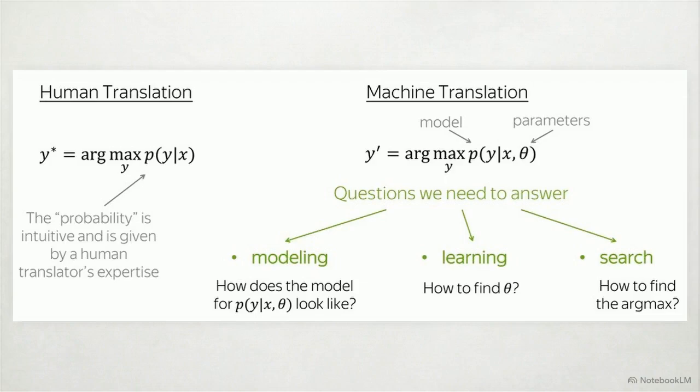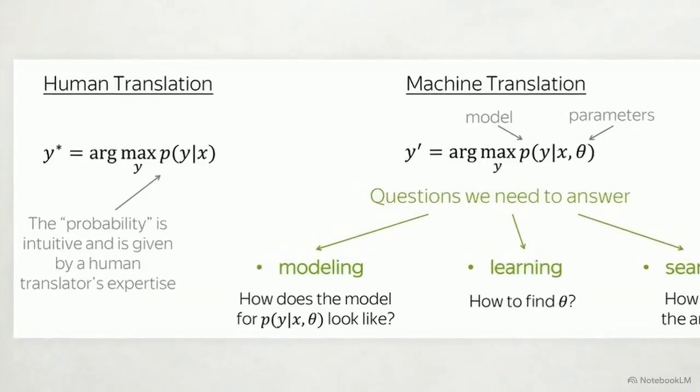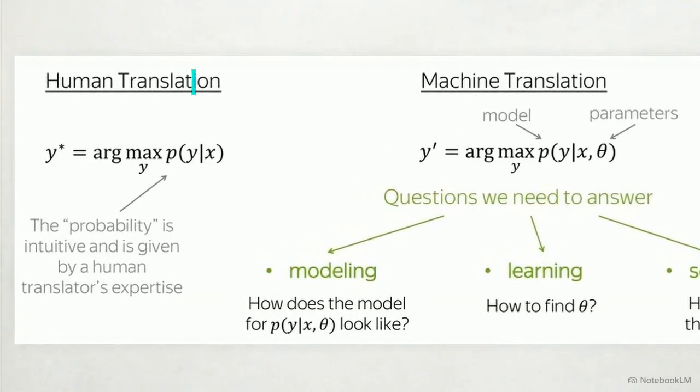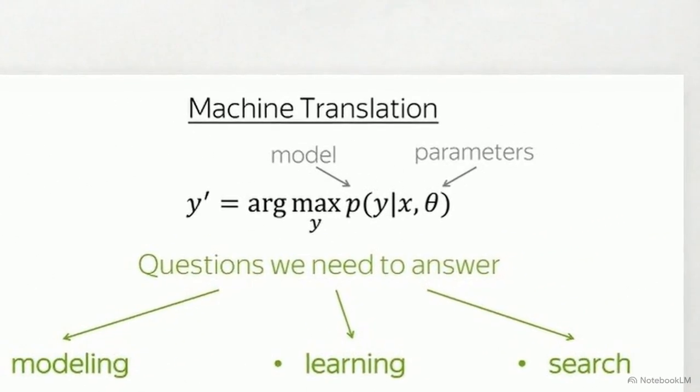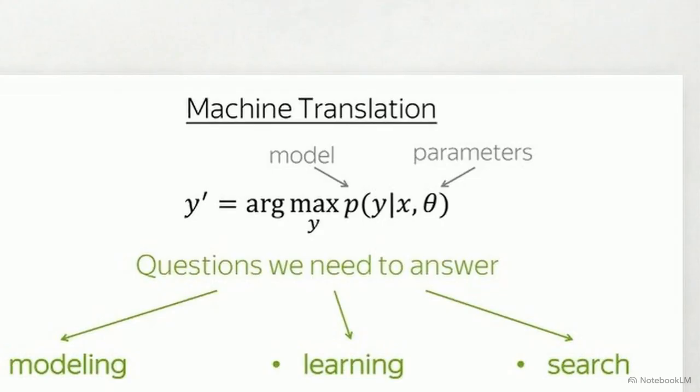This equation compares how human translators and machine models approach language. A human relies on intuition to find the most probable target sequence, represented here as the probability of y given x. Neural machine translation frames this as a strict mathematical optimization problem.